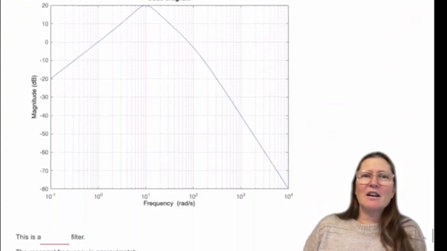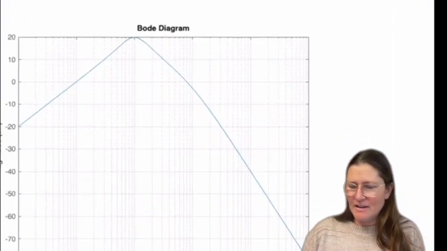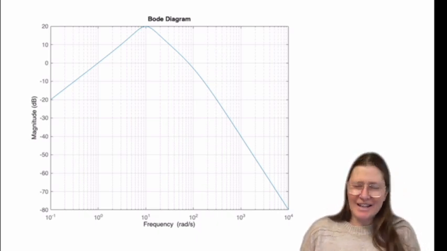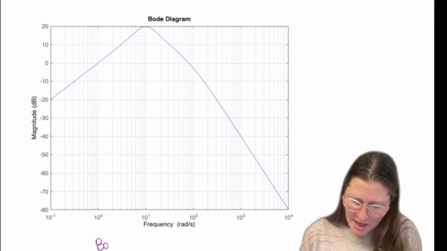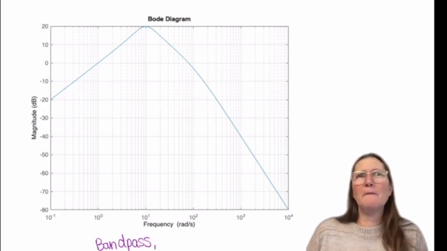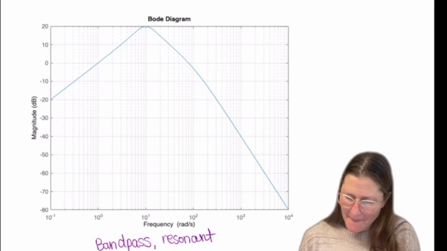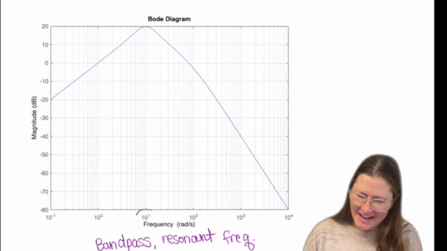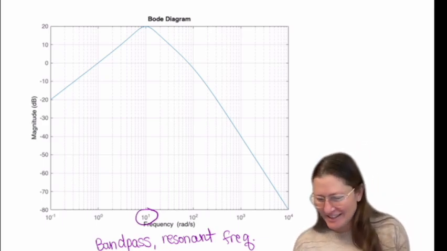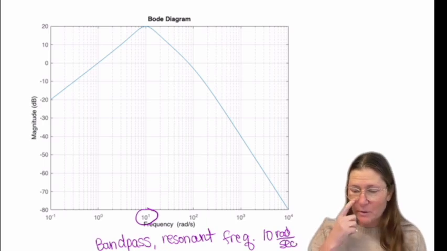Okay. All right, what kind of filter is this? Zoom in. There we go. Okay, good job. So bandpass. What is the resonant frequency here? 100. It's here, right? And 10 raised to the 1 is 10, correct. Okay, 10 radians per second is our resonant frequency.